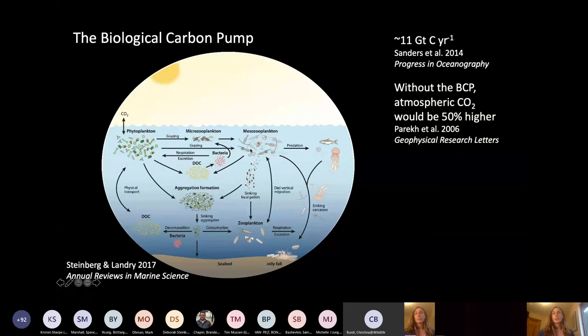But I just want to point out that this complex suite of processes is estimated to export about 11 gigatons of carbon every year into the deep ocean from the surface ocean. Without the functioning of the biological carbon pump, which is based on essentially planktonic activities, among other things, we would have 50% more carbon dioxide in the atmosphere. So if nothing else today, you can say you understand that plankton, including zooplankton, actually play a role in regulating Earth's climate.